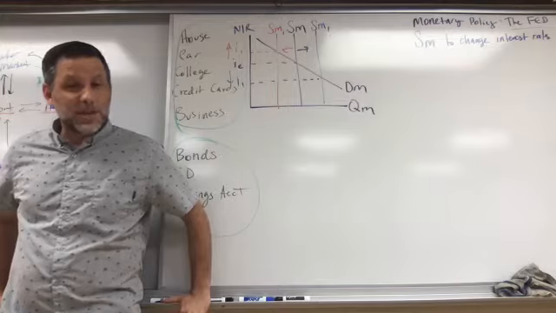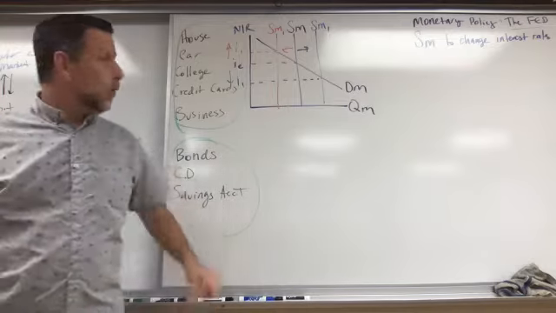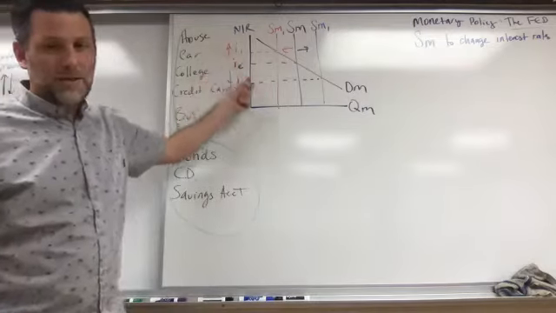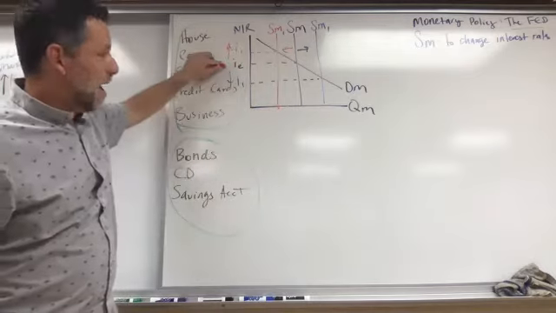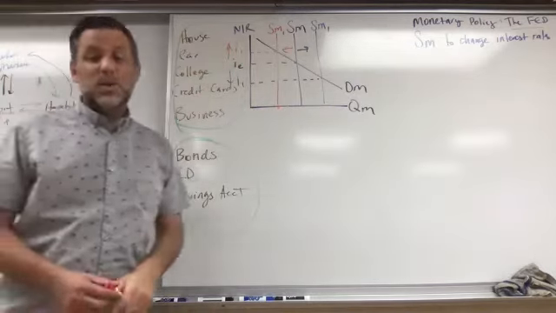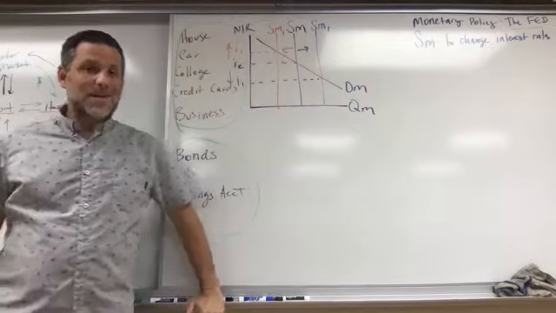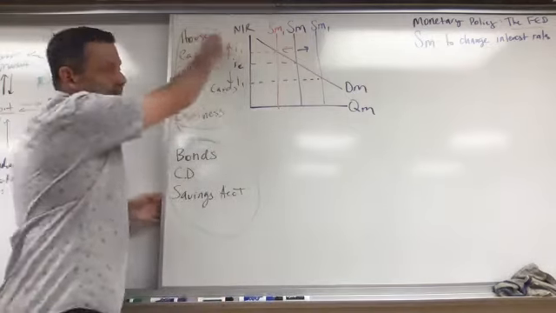If we have an inflationary gap, we do the opposite. We drive up interest rates, right? The Fed lowers the money supply. That makes interest rates go up. When interest rates go up, that makes these things up top less attractive, right?